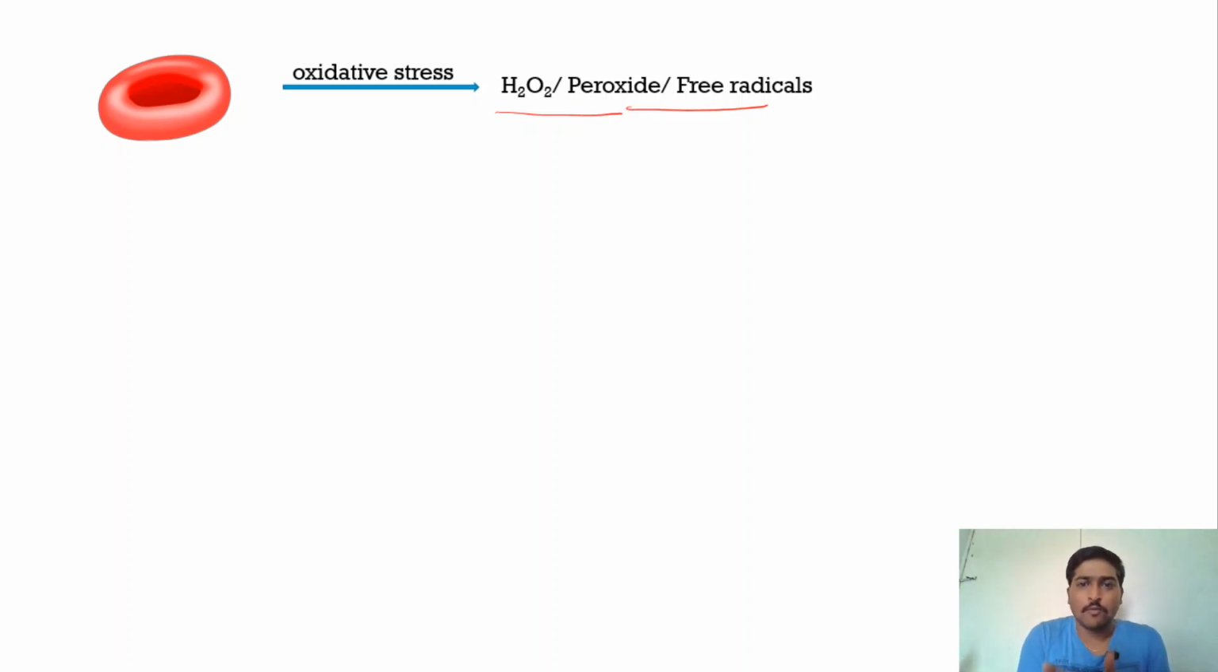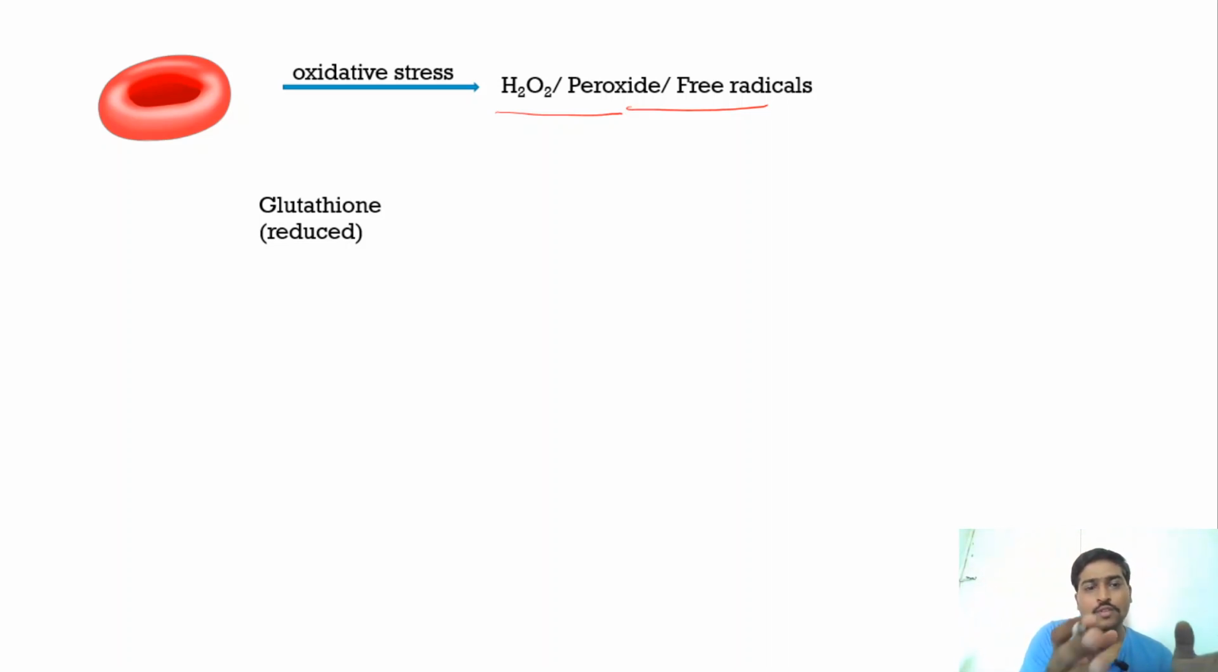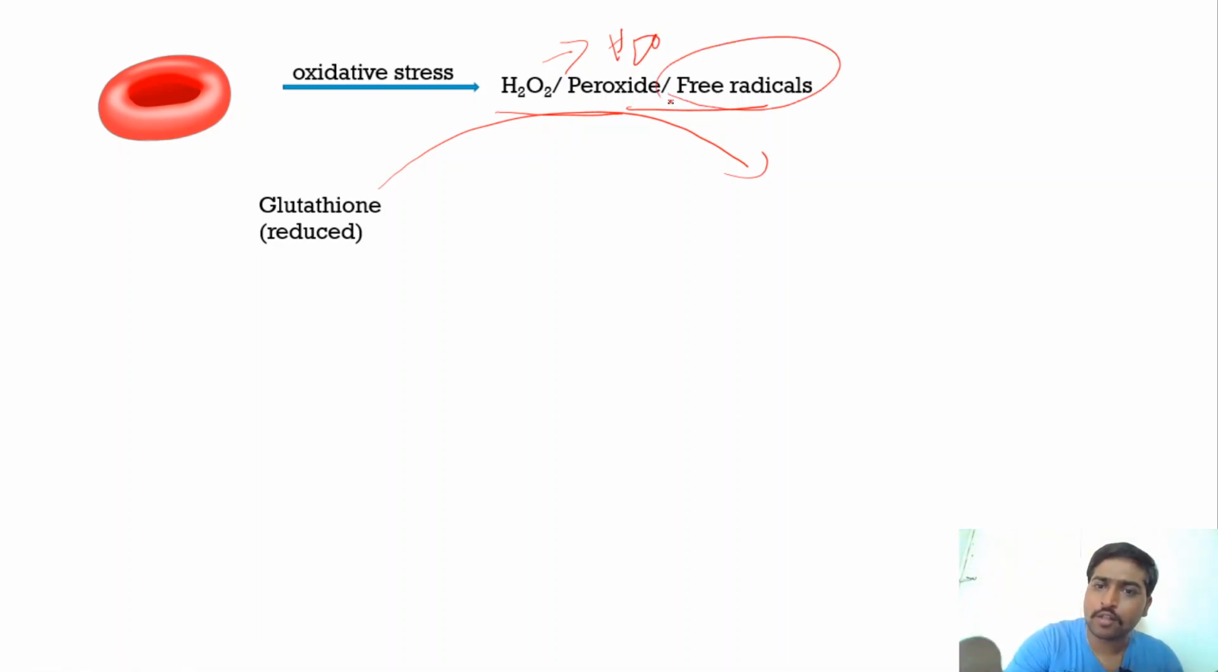First of all, we will see what the cell does to nullify these free radicals. The first is glutathione in its reduced form, which converts hydrogen peroxide to a simple molecule called water, right? Once converted into water, it can be easily handled in our body, so there is no harm. Even the free radicals can be nullified by converting them into water here.